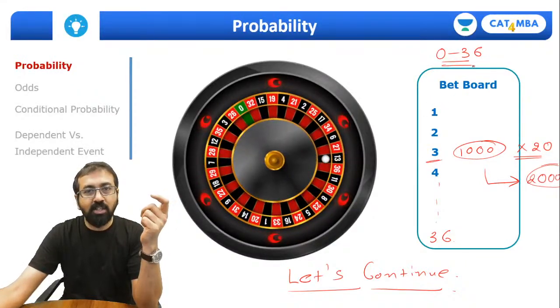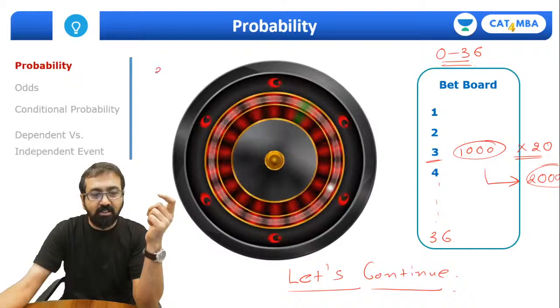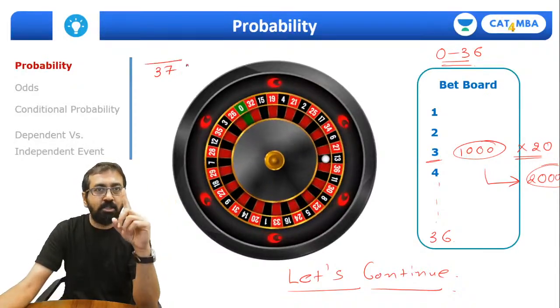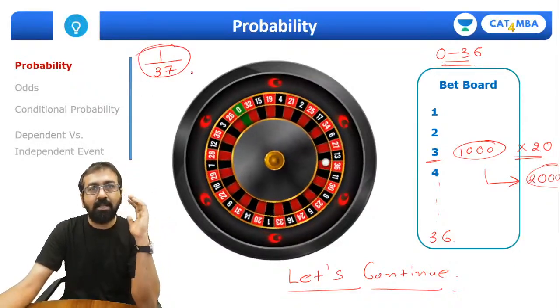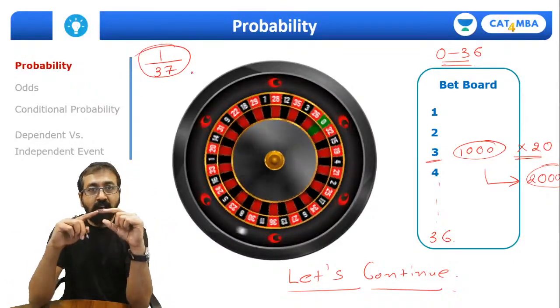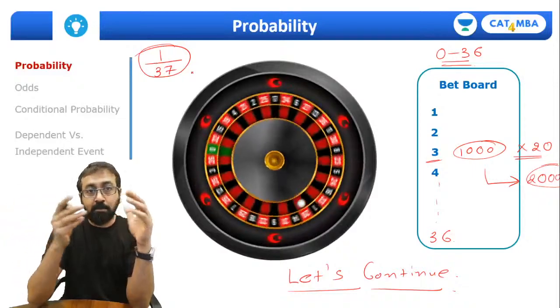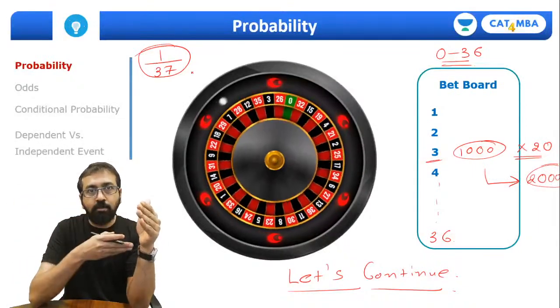Now see, there are 0 to 36 numbers. That means total there are 37 numbers. Out of that, number 3 comes only once. So what is the probability of you winning this game? 1 by 37. You are getting 20 times, but the probability of getting this number itself is 1 by 37.